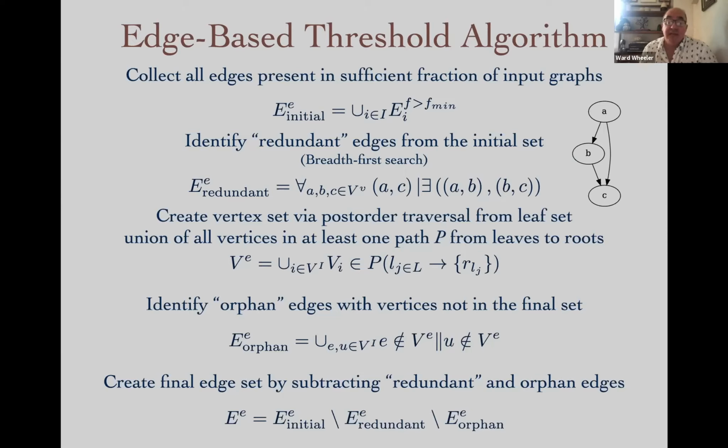Then we have to create a vertex set via post-order traversal from the leaf set, union of all vertices in at least one path P from leaves to roots. So basically we have to go to all the terminals, all the leaves. We have to do a post-order traversal to the root and get every vertex and every edge that is connected between some leaf and some root. We have to, because there could be isolated edges out there that play no role in the resulting graph. These are orphan edges, and we have to remove them. So then we create the final edge set by subtracting redundant edges and the orphan edges, and then we have our final set, and all the vertices that are connected in there up through the leaves are part of that graph as well.